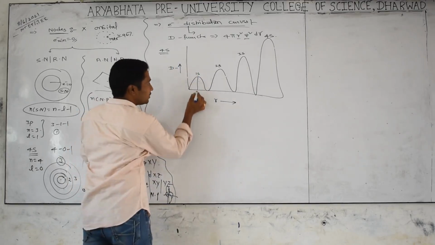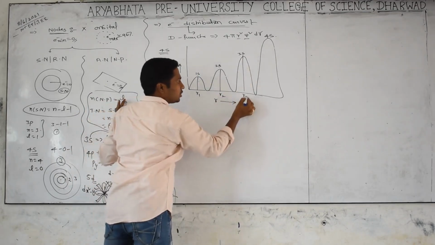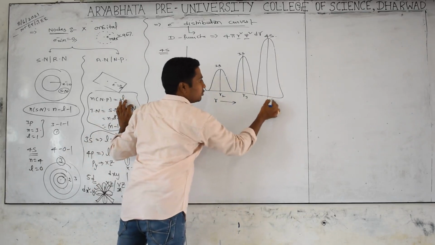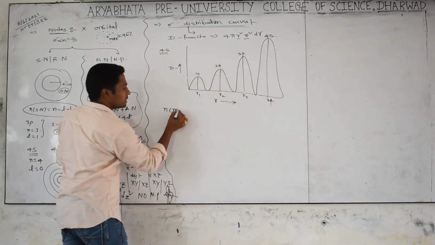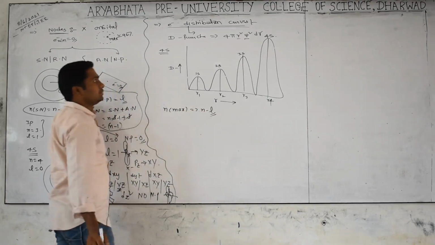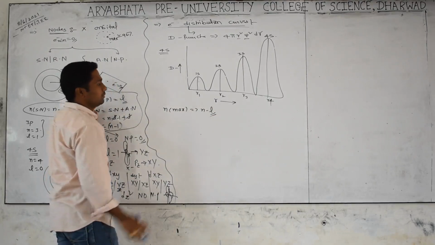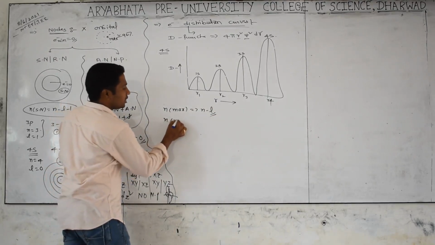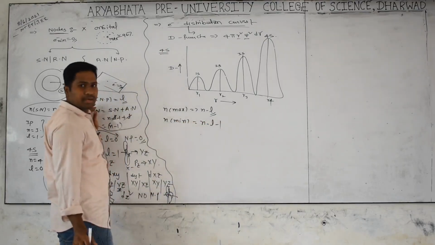This is the radius of the first orbit, this is the radius of the second orbit, this is the radius of the third orbit, this is the radius of the fourth orbit. In any orbital, the formula is: the number of maxima is equal to n minus L, and the number of minima is equal to n minus L minus 1.